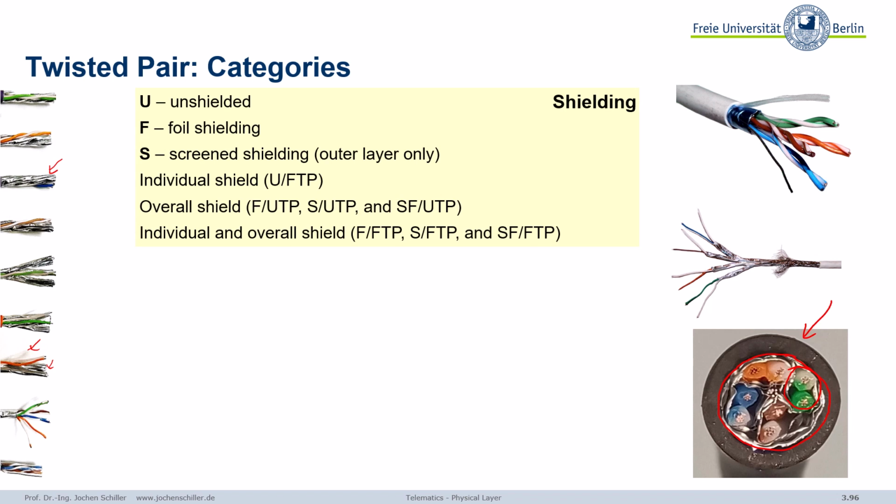The cheapest one are the so-called unshielded. If it's completely unshielded, that means you do not have shielding around pairs of wires or around the whole cable. There are different types of foil shielding, individual foil shielding, screen shielding, etc.